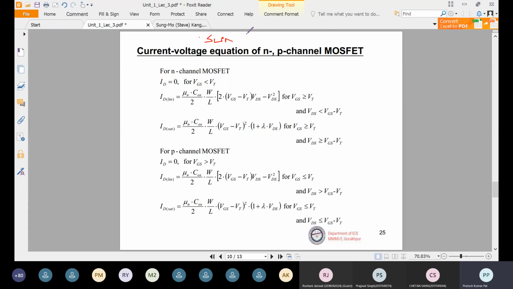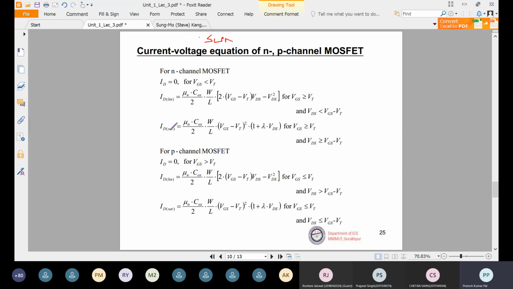In that summary we can see that if an n channel MOSFET is there, then ID will be 0 when VGS is less than the threshold voltage. That means it is working in cutoff. Similarly, if it is working in linear, then ID linear will be given by mu Cox W by L times VGS minus VT into VDS minus VDS square, and this takes place only when VGS is greater than VT. Again VDS should be less than VGS minus VT. Then this will be the condition for linear mode of operation.